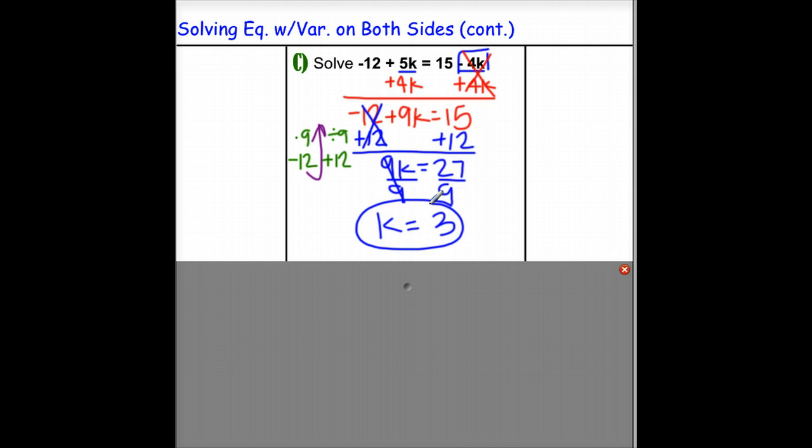And if I check this, 5 times 3 is 15, negative 12 plus 15 is 3, negative 4 times 3 is negative 12, 15 plus negative 12 is also 3. So we know that we did it correctly.